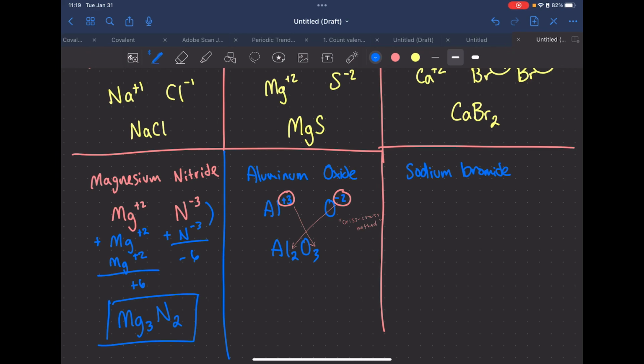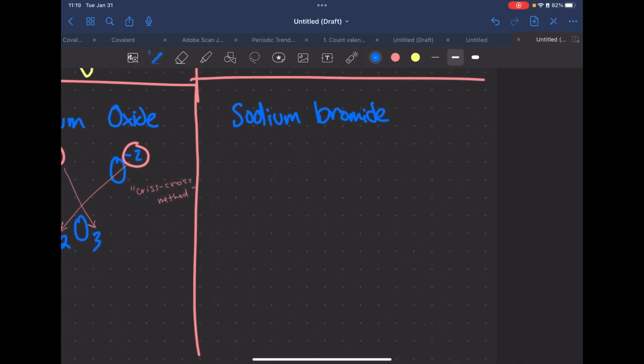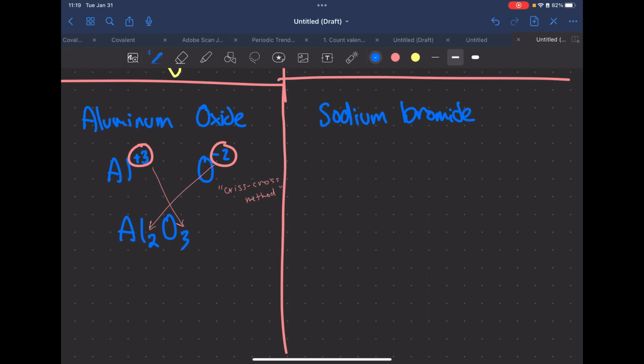Okay, friends, you're going to follow along with these, right? You're going to try sodium bromide. You're going to try magnesium chloride. You're going to try potassium sulfide.